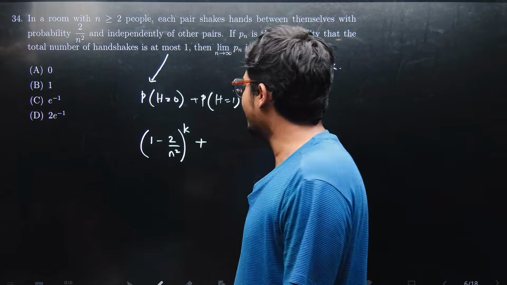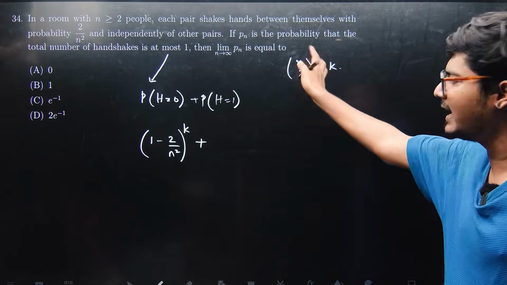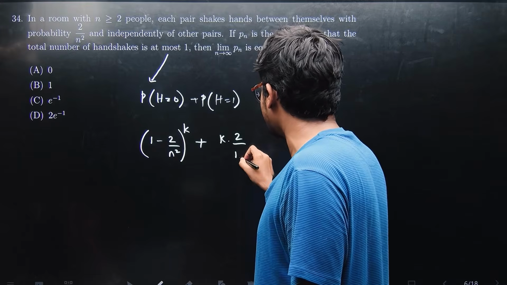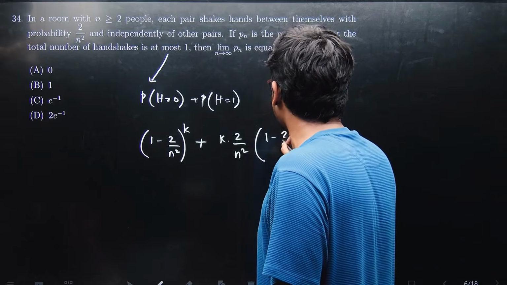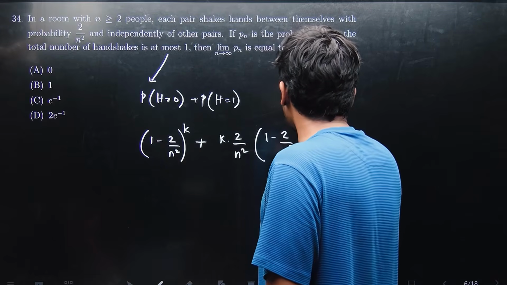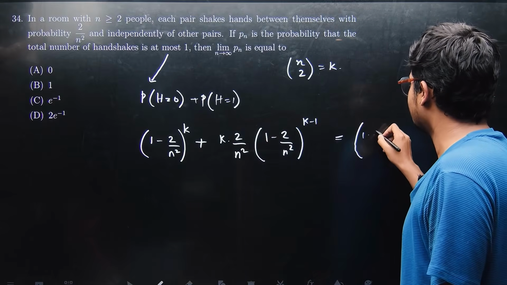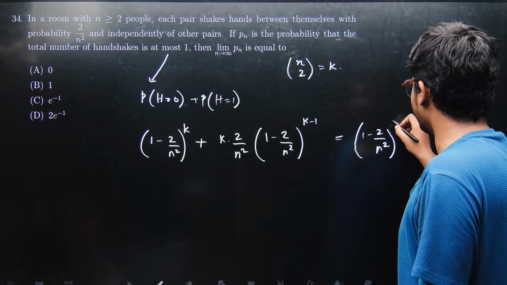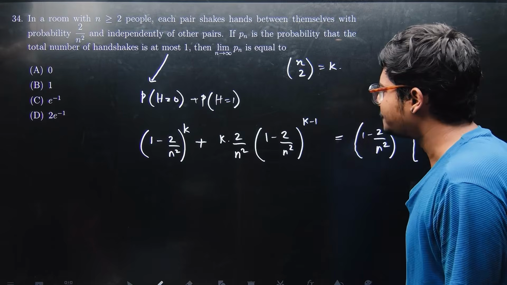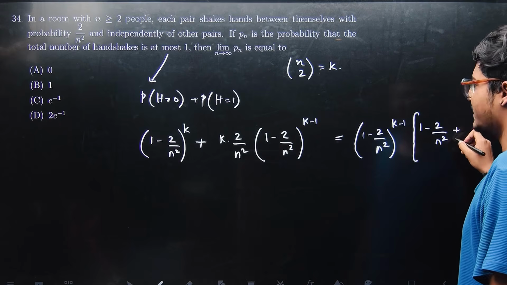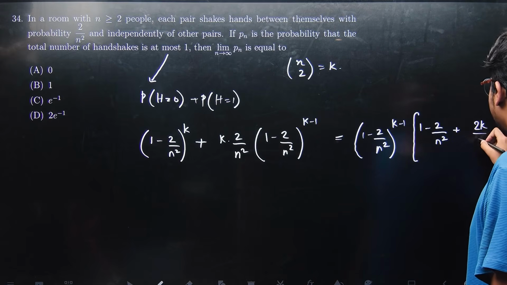Plus, if the number of handshakes is equal to 1, out of these k pairs, you choose one of them, that pair shakes hands, right? So times 2 by n square, and the remaining k minus 1 pairs, they do not shake hands, right? So this is your required probability, okay? Now to simplify this, if I take 1 minus 2 by n square whole to the power k minus 1 common, what will I end up with? I'll get 1 minus 2 by n square plus 2k by n square, right?